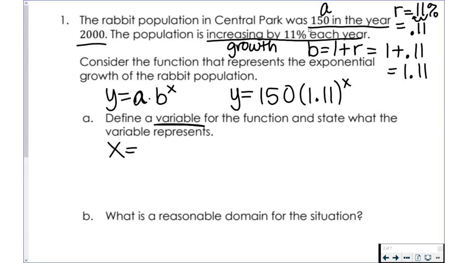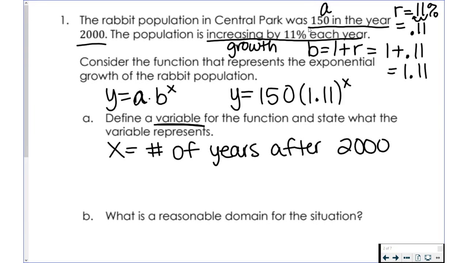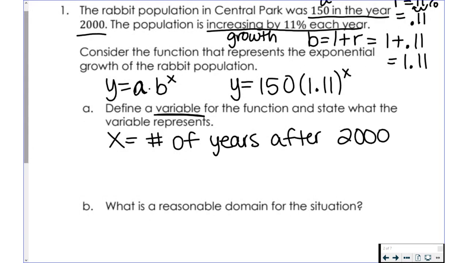So anyway, I kind of answered it. X is going to be the years. So more specifically, since we started in 2000, it's going to be the number of years that passed after 2000 or since 2000. So hopefully that makes more sense. Just because you see a letter doesn't mean you have to call it a variable. Okay, next, what is a reasonable domain? So does anyone want to guess a reasonable domain here?